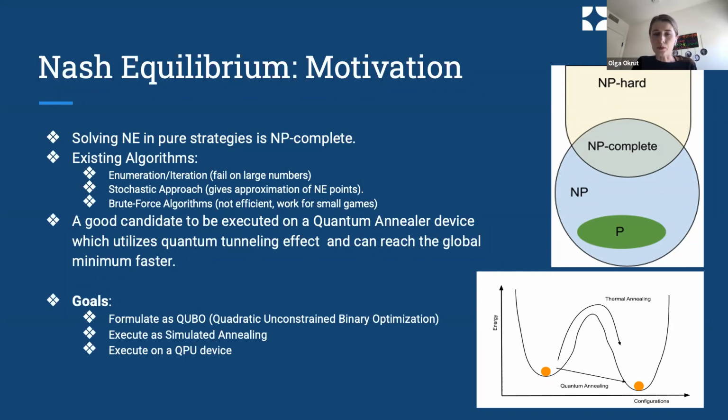It is important to say here that real quantum hardware utilizes the phenomenon of quantum tunneling to reach a global minimum faster in comparison to simulated annealing. Our goals were to formulate the problem of finding Nash equilibrium as a QUBO, quadratic unconstrained binary optimization. And secondly, we would like to test our formulation on simulated annealing and later on the physical D-Wave hardware.